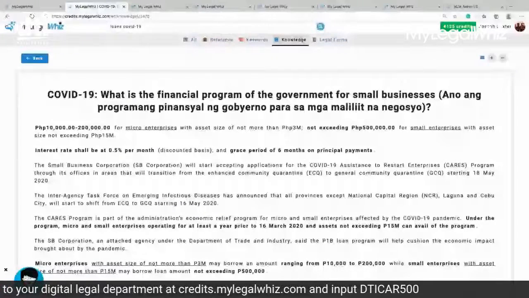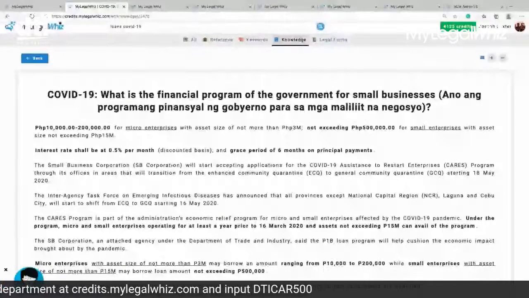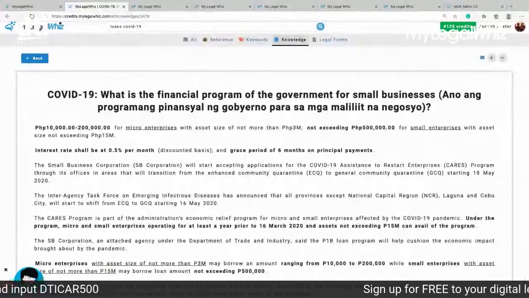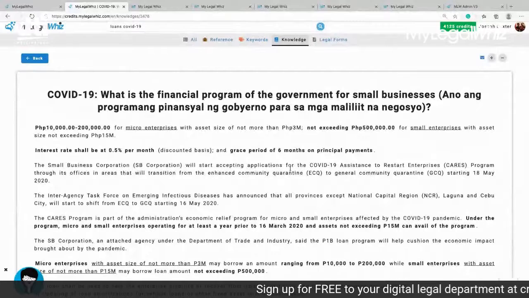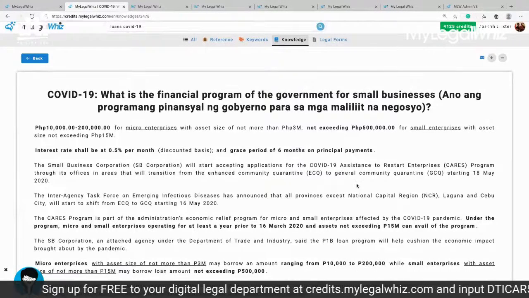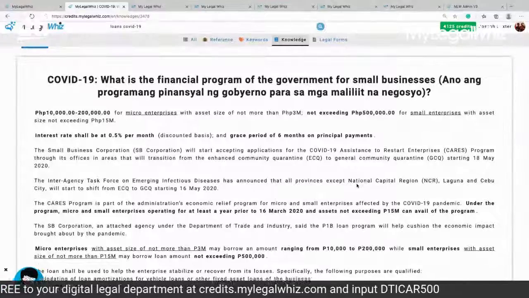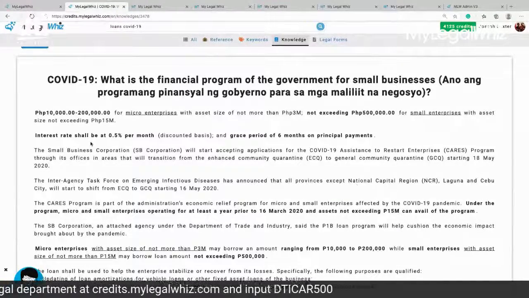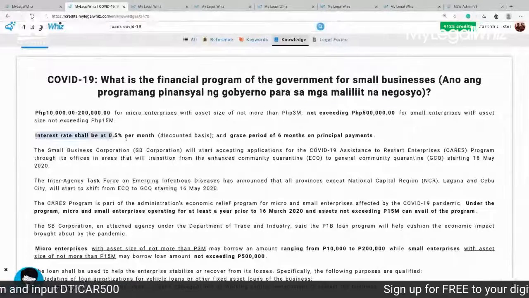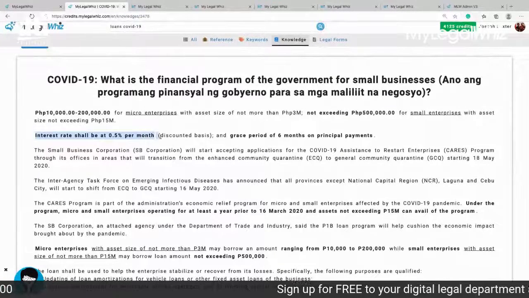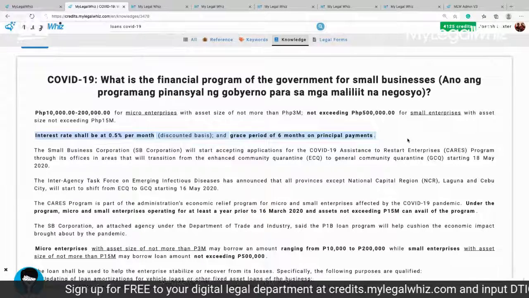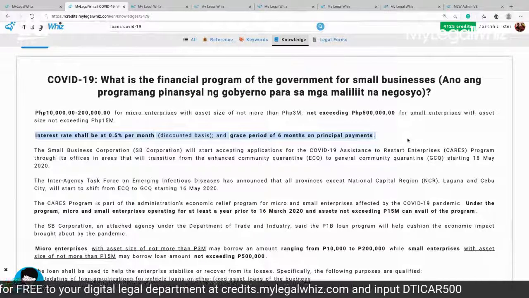Pero talagang maraming nangangailangan ng financing assistance as of now sa mga MSMEs natin. Yes, ma'am. Ito ho ba yun? Ito po ba ang financial program of the government for small businesses? Yes, sabi po dito, P3 Cares. Oo, which is really nice kasi po the interest rate shall be 0.5% per month and a grace period of 6 months on principal payment. Yes, very friendly actually.